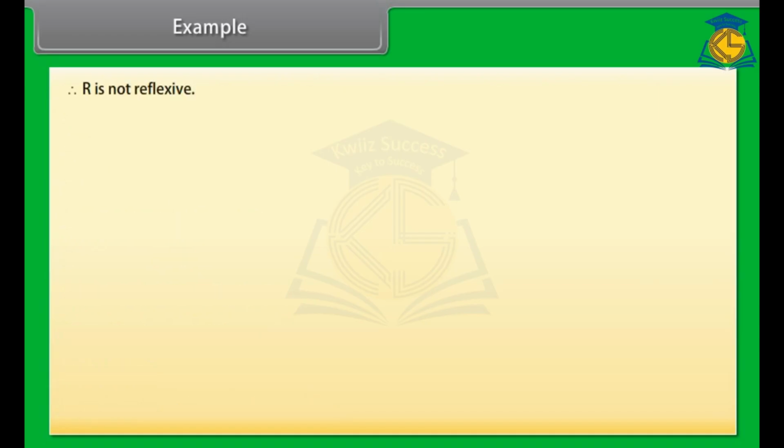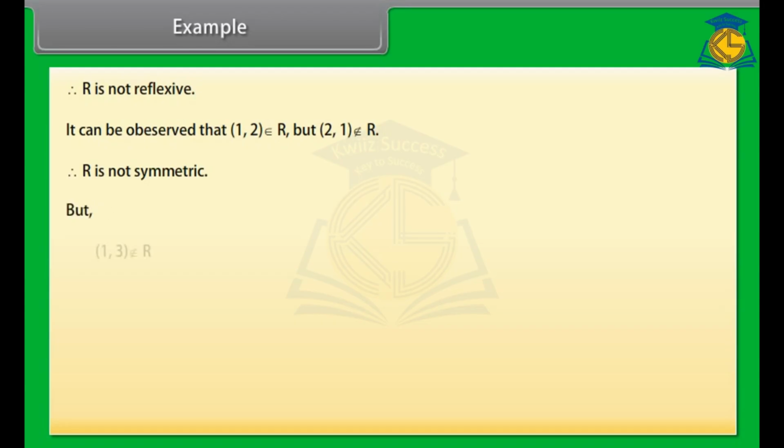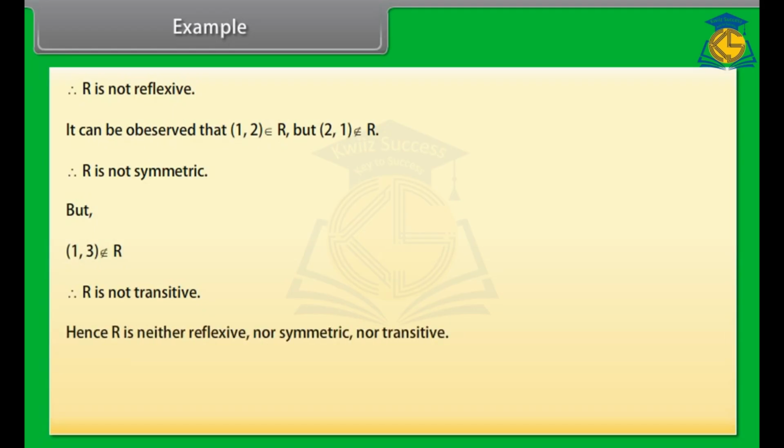Therefore, R is not reflexive. It can be observed that (1, 2) belongs to R but (2, 1) does not belong to R. Therefore, R is not symmetric. But (1, 3) does not belong to R. Therefore, R is not transitive. Hence, R is neither reflexive, nor symmetric, nor transitive.